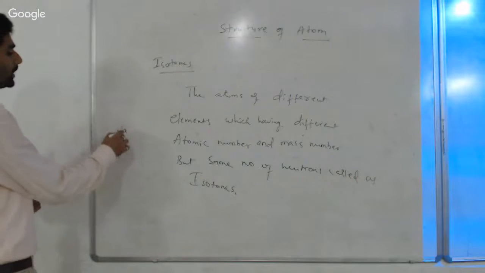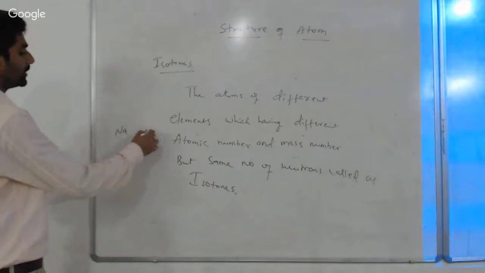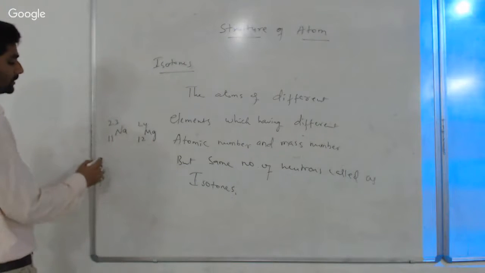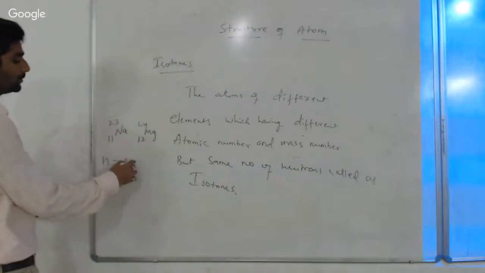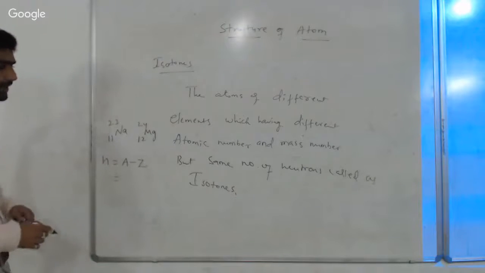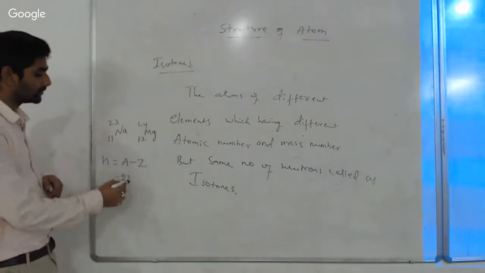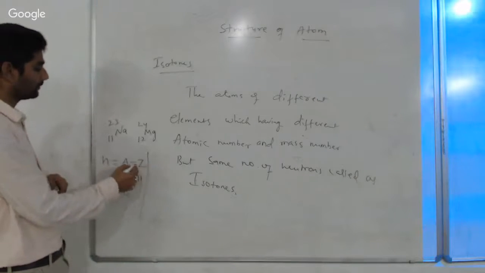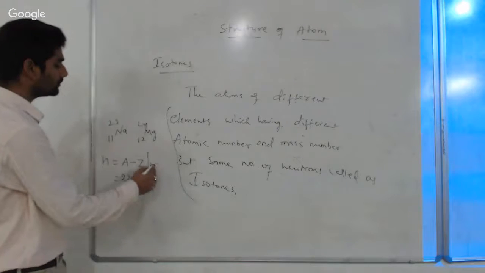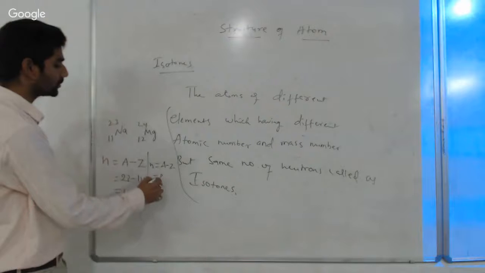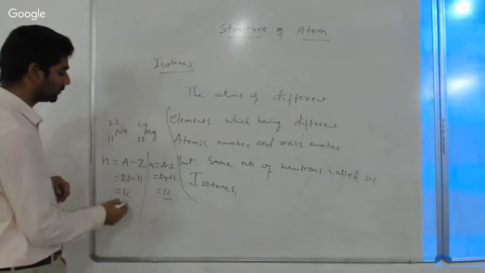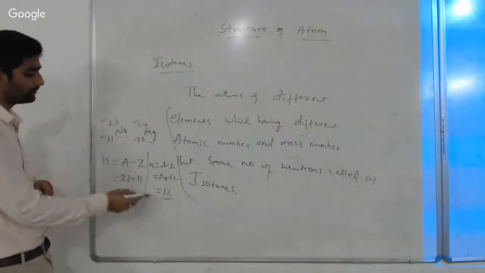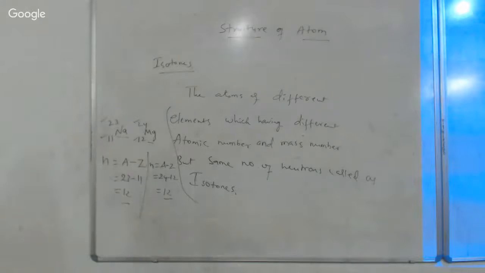For example, sodium and magnesium: 11, 23 and 12, 24. We already know the neutron number is equal to A minus Z, mass number minus atomic number. For sodium, 23 minus 11, we get 12. Apply the same thing for magnesium: A minus Z, 24 minus 12, we get 12. So in these two cases, sodium and magnesium possess different atomic numbers and different mass numbers, but the same neutron number. We call them isotones.